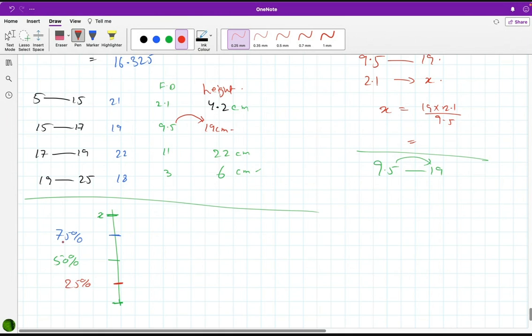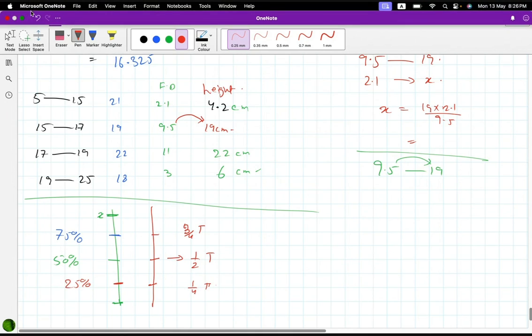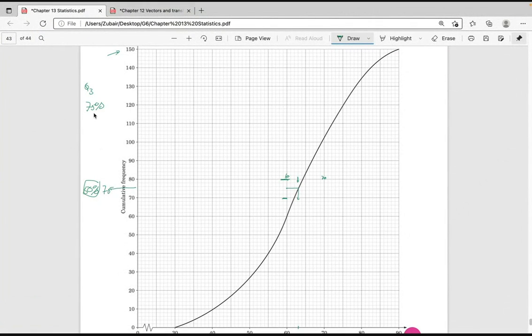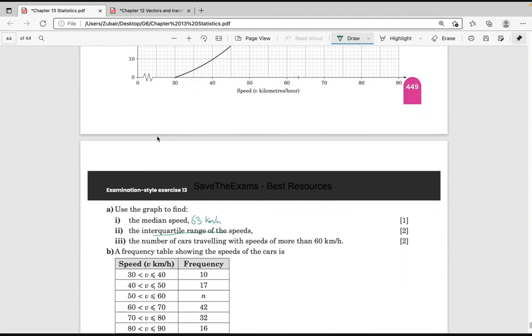25%. One way is this percentage. The other is which Ali just said. And the third one is that this is 1 by 2 of total, this is 3 by 4 of total, and this is 1 by 4 of total. That's the answer. So either you do 75% of 150 or we write 3 by 4 of 150. That is 112.5. Yes, sir.